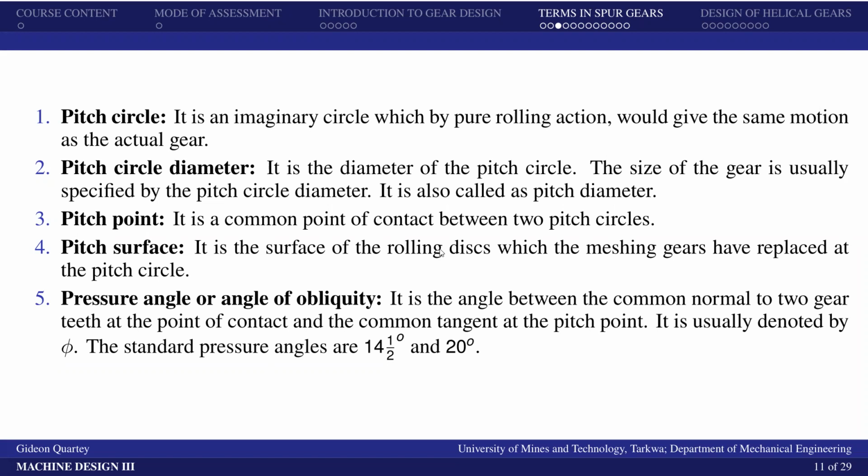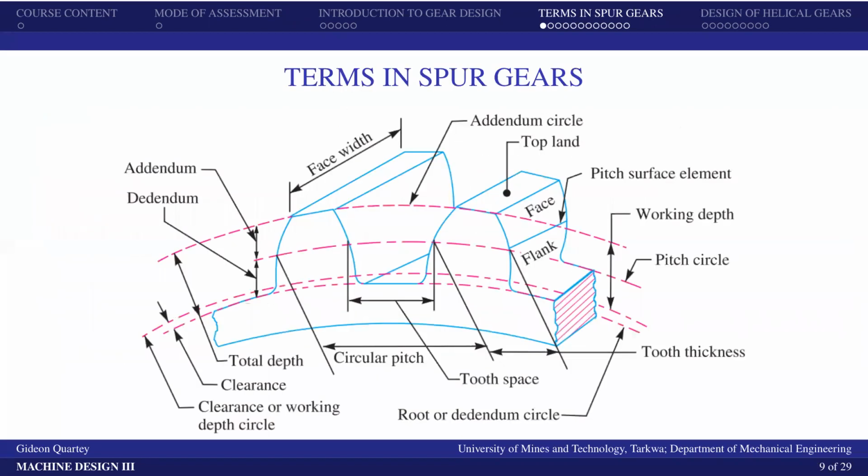Then we also have the pitch surface, and it's the surface of the rolling disc, which the meshing gears have replaced at the pitch circle. So that's the pitch surface. And if we go back, the pitch surface will be along this area here. Okay, see here we have the pitch surface element. That's the pitch surface element. It is along the mid section of the gear tooth. So the pitch surface is along that area.